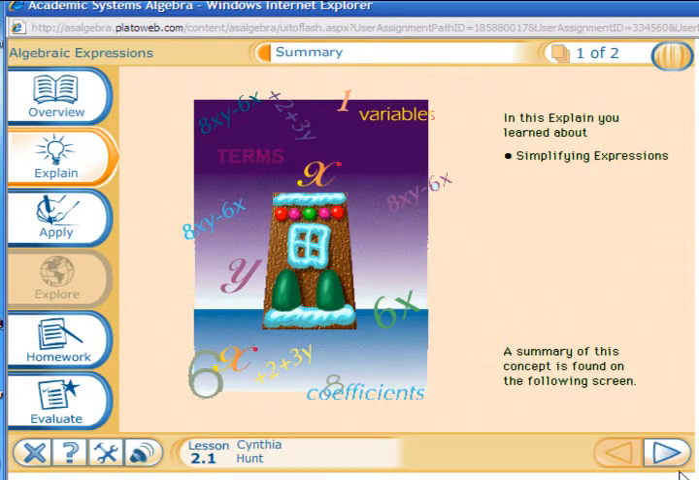In this Explain, you learned about simplifying expressions. A summary of this concept is found on the following screen.